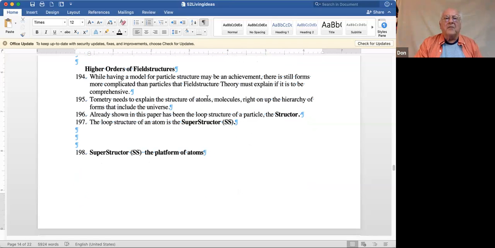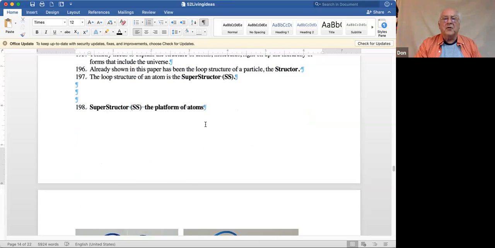So there are higher field orders than the structure. There's superstructures. And a superstructure is the platform of atoms. The structure is the platform of particles. Particles make atoms. So structures make superstructures.